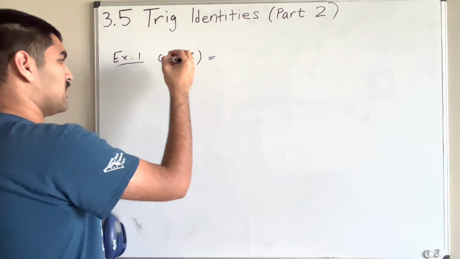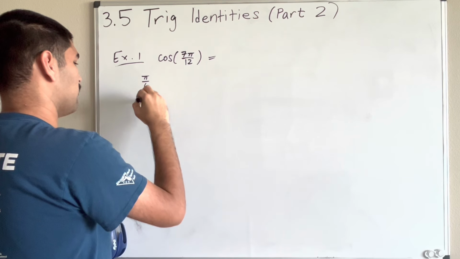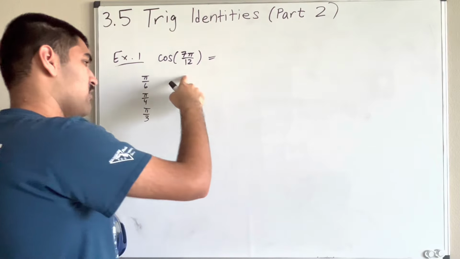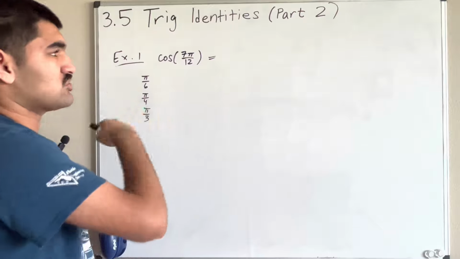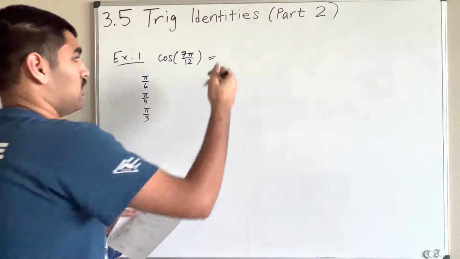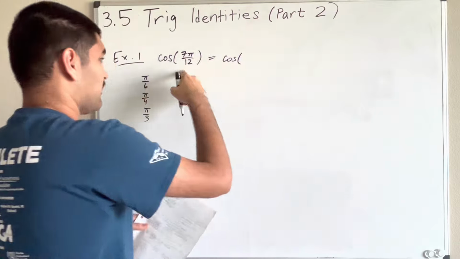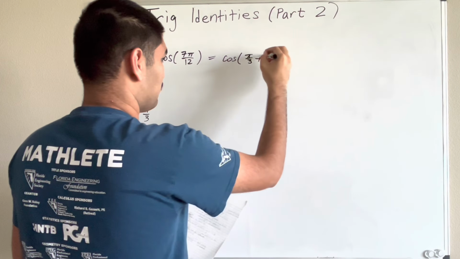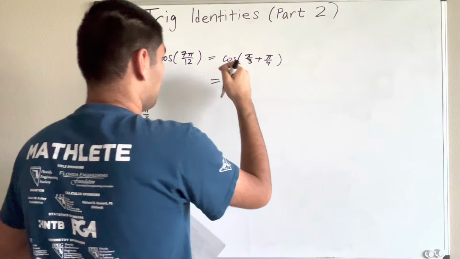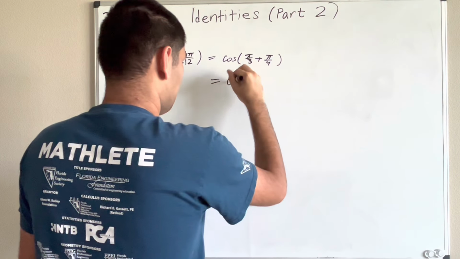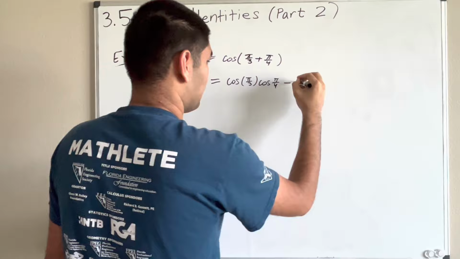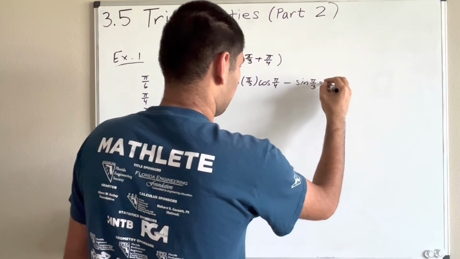You already know the exact values for pi over 6, pi over 4, pi over 3. So if you can rewrite 7 pi over 12 as some combination of these, then you can just use the sum difference identities for cosine, and solve it that way. And so we can rewrite cosine of 7 pi over 12 as cosine of pi over 3 plus pi over 4. Then we apply our sum identity for cosine, and you get cosine pi over 3 cosine pi over 4 minus sine pi over 3 sine pi over 4.